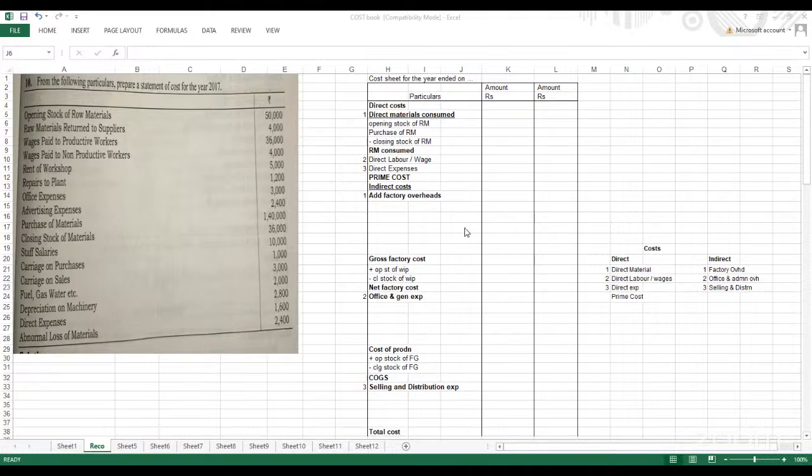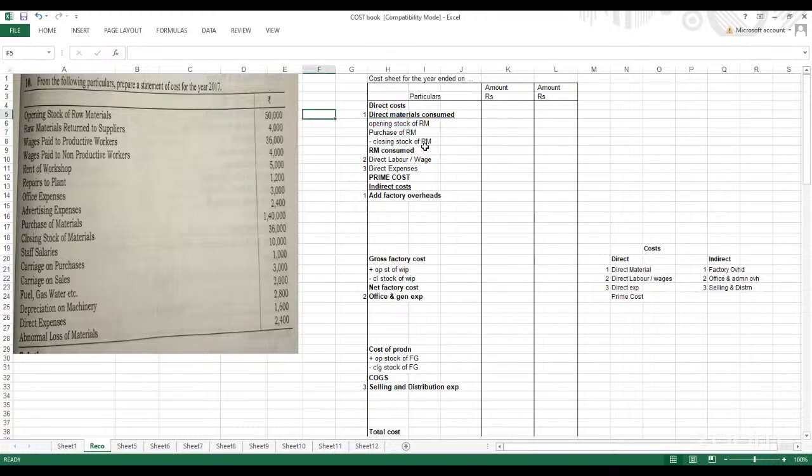Okay. So you can see a sum is given to you. From the following particulars, prepare statement of cost for the year 2017. If you get this question in your paper, what you do? You start doing the markings as we do in the final account sum. But here, suppose any item belongs to raw material, you'll have to do marking like RM.